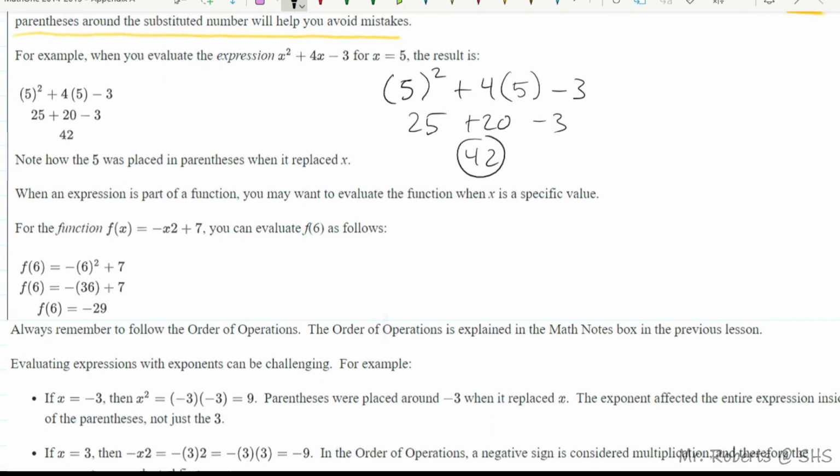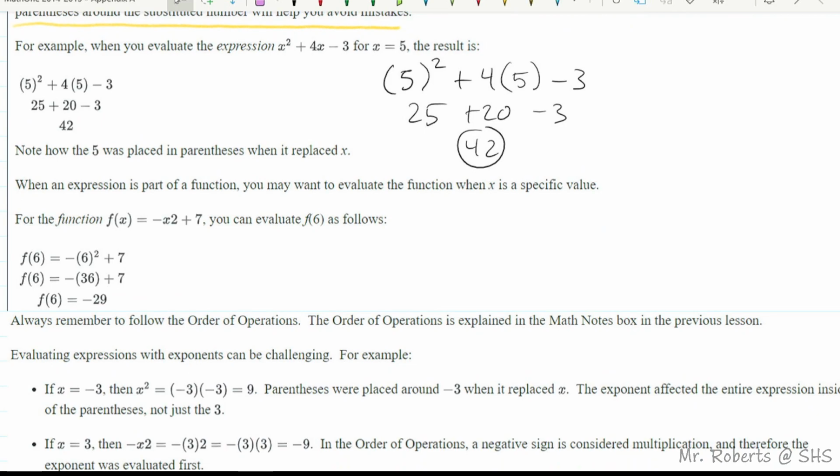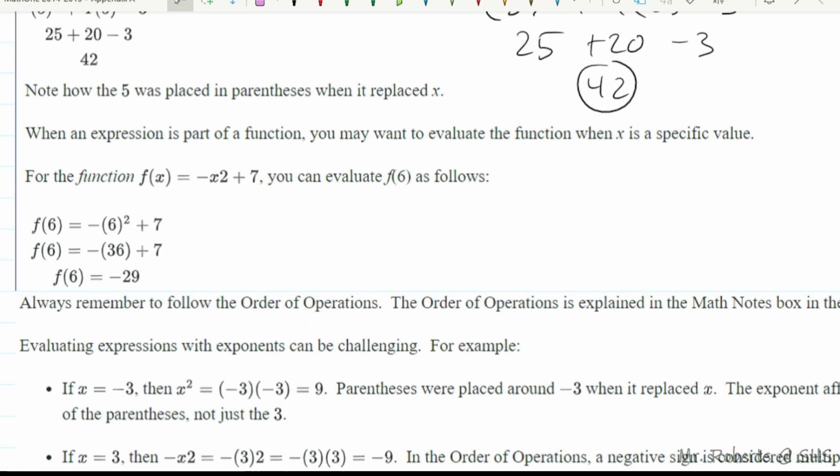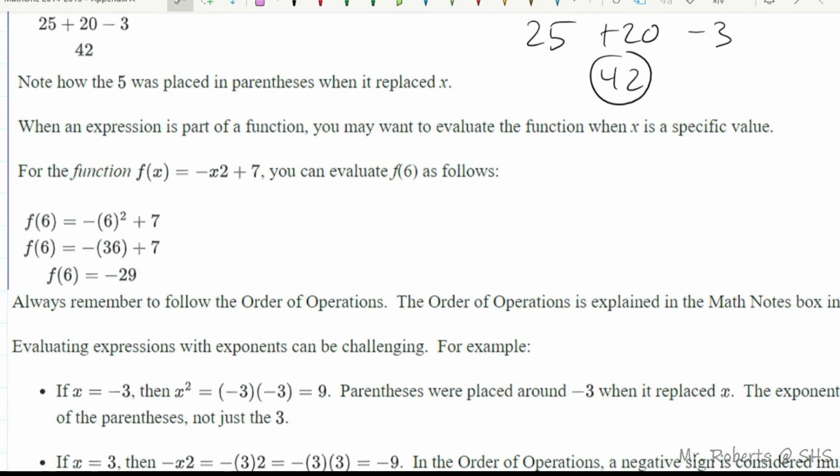Next, I think there's a typo here. It says, when an expression is part of a function, you may evaluate the function when x is a specified value. For the function, now this is the typo, the function should be f of x equal to the opposite of x squared plus 7. And I want to evaluate that when x is the number 6.